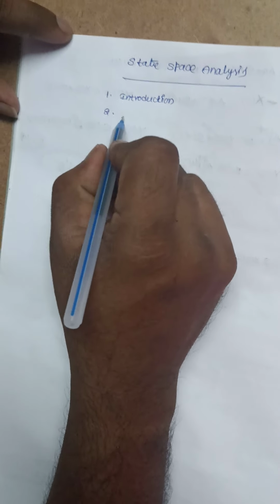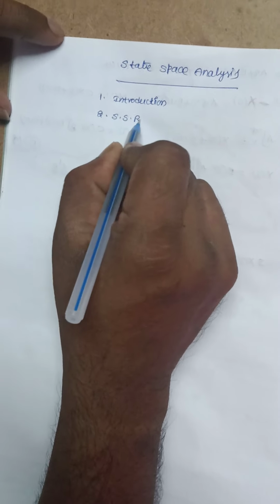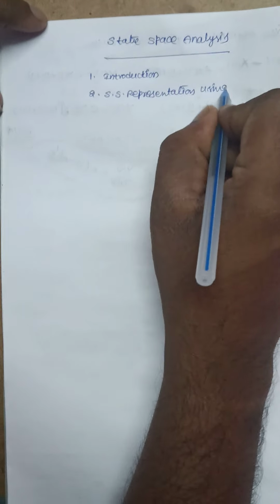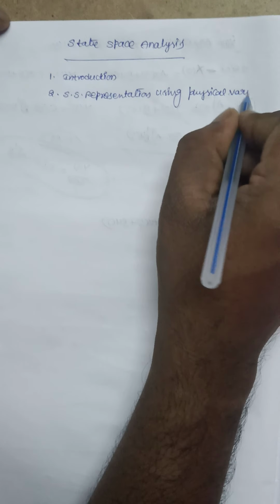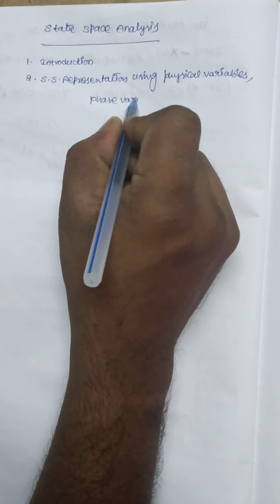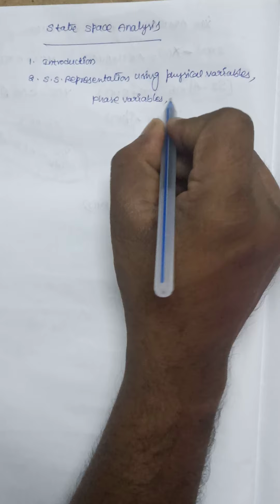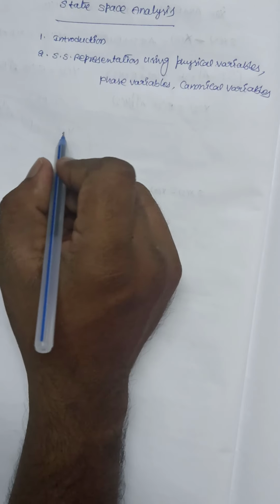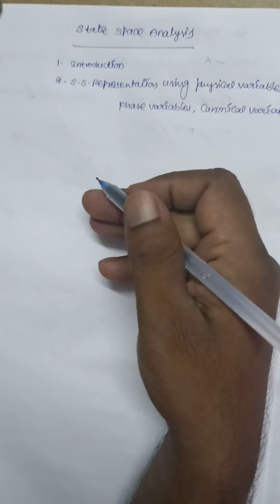Second one is state space representation using physical variables, phase variables, canonical variables. And the remaining part I will explain later.